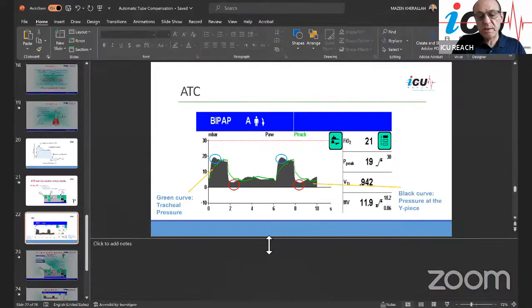So now I'm going to switch to the simulator, but I want to give you an opportunity to ask any questions before we simulate the ATC on the ventilator. Do you have any questions, Keely?